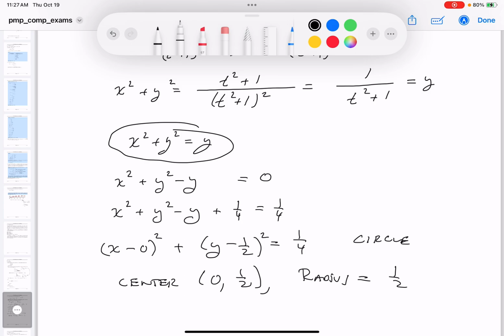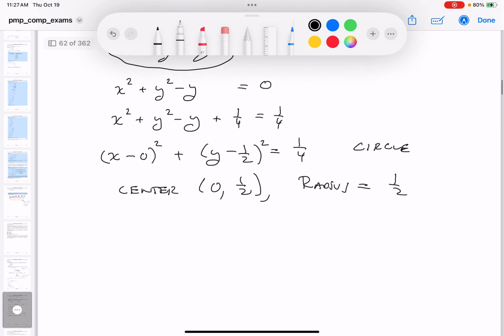It says sketch its graph and then determine the minimum distance. Oh, that's another question. Let's just graph it out and we'll get to that other question. So I'm going to put a graph down over here, and I'll put the center down as (0, 1/2). Radius is 1/2. I'll try to draw a circle in. Again, I'm not very good at drawing circles, but something like this. Let me just round that a little better.